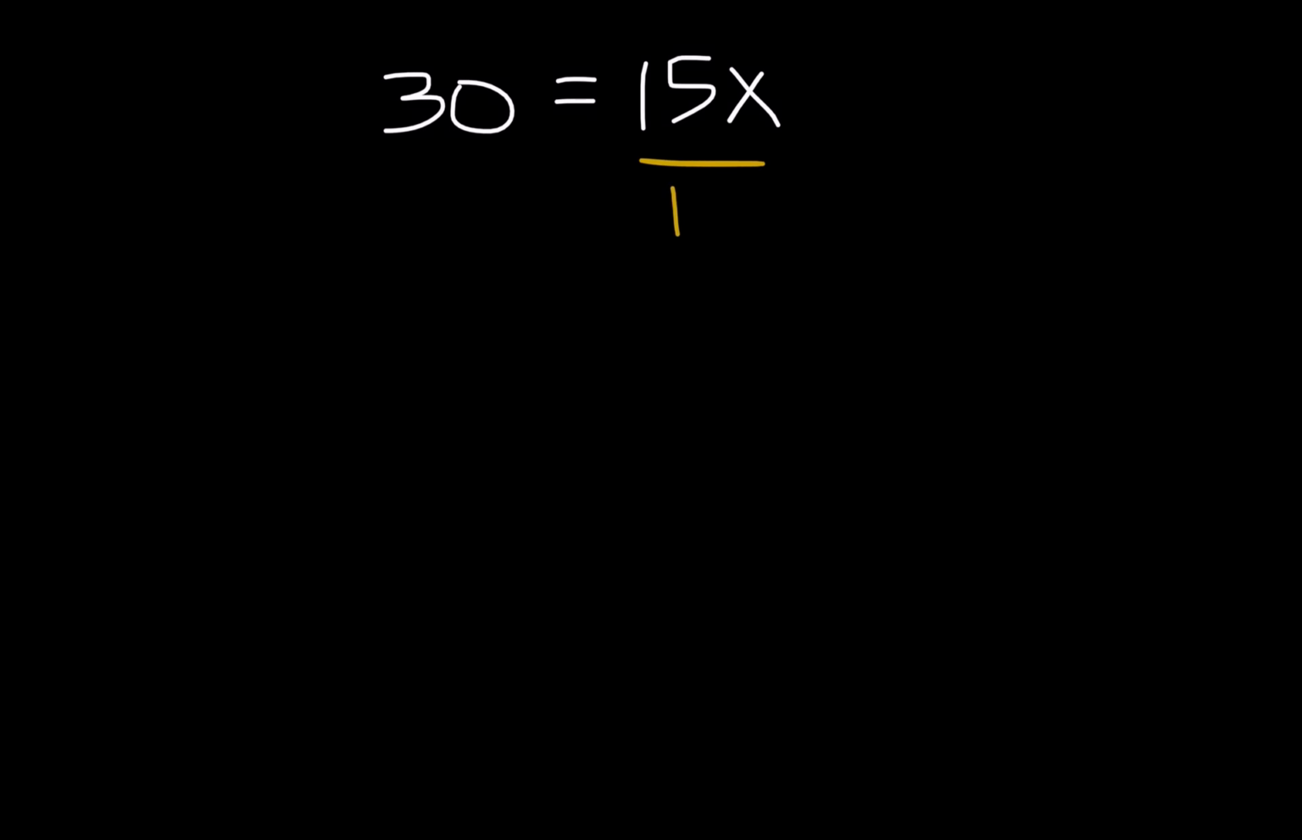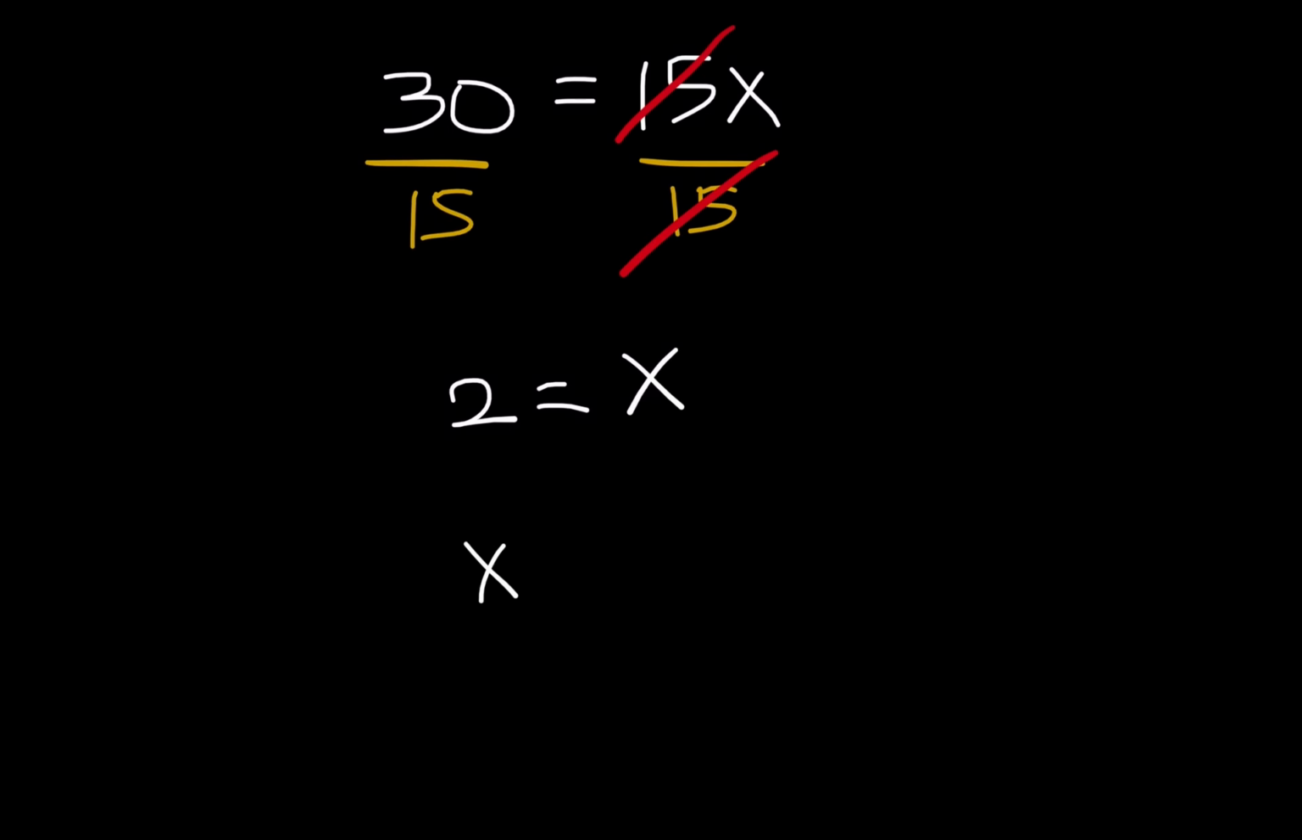All we got to do is divide both sides by 15. And by dividing by 15, you get rid of the 15 over there. Since you're multiplying by 15, then dividing by 15, so it cancels out. On the left hand side, you have 30 divided by 15, which is 2. And on the right hand side, you're left with x. So if you wanted to rewrite this as x equals 2, go ahead, but you get the point, it's the same thing.